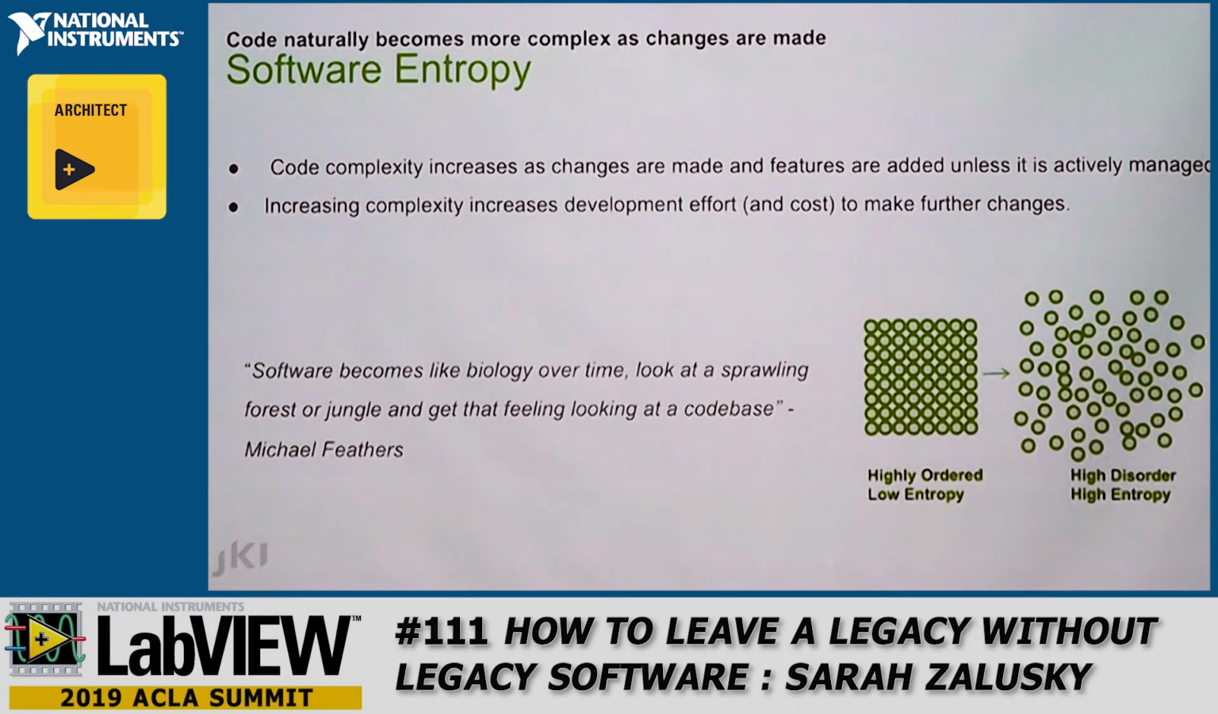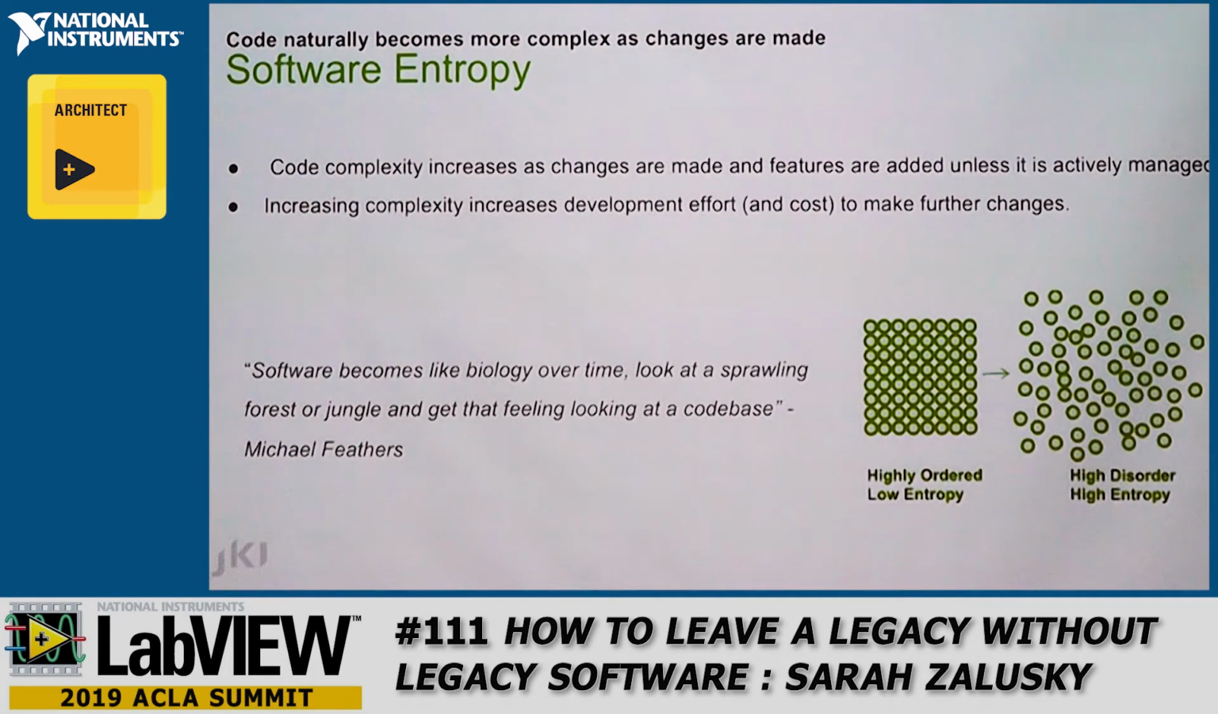So software entropy is one thing I wanted to talk about. It's something that probably all of you are familiar with, but this is a good way of articulating what it is exactly that happens or can happen to a code base over time. And software entropy is kind of describing this as a natural process that when we make changes to our code over time, code becomes more and more complex. And it's very easy to see how this could happen.